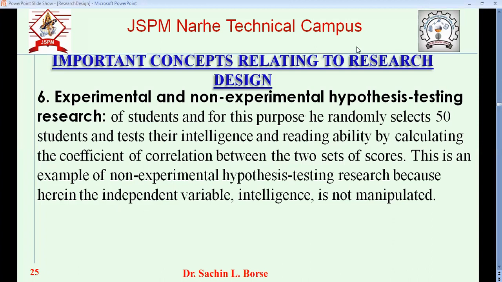In that case, we select 50 students and test their intelligence and reading ability. Once we do that, we calculate their scores and then study the relation between the two sets of scores. So this is an example of non-experimental hypothesis testing. We will again meet in 8 minutes.